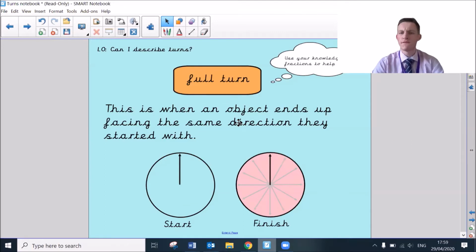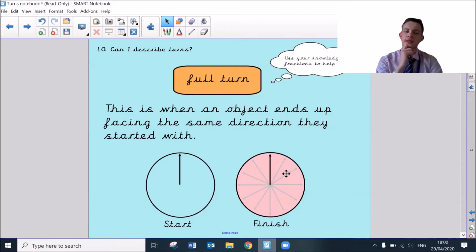So now we're going to look at a full turn. So think about your knowledge of fractions, which is going to help you here. Think about what we meant when we said full fraction. What was a whole? Think about a full turn. So when an object is facing the same direction they started with, you can see we've got the start arrow facing here, but the finish arrow is also facing there. Does that mean they've not moved? Well, why would we have all this coloured in bit here if they've not moved? What do you think? Have a real good think.